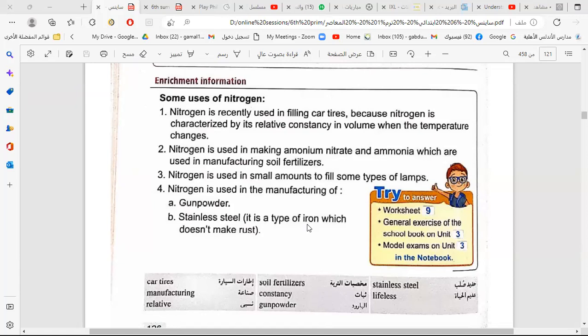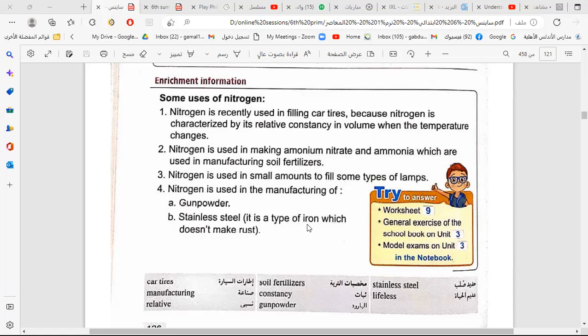Nitrogen is used in making ammonium nitrate and ammonia, which are used in manufacturing of soil fertilizers. Very good. Nitrogen is used in making ammonium nitrate and ammonia, which are used in manufacturing of soil fertilizers.